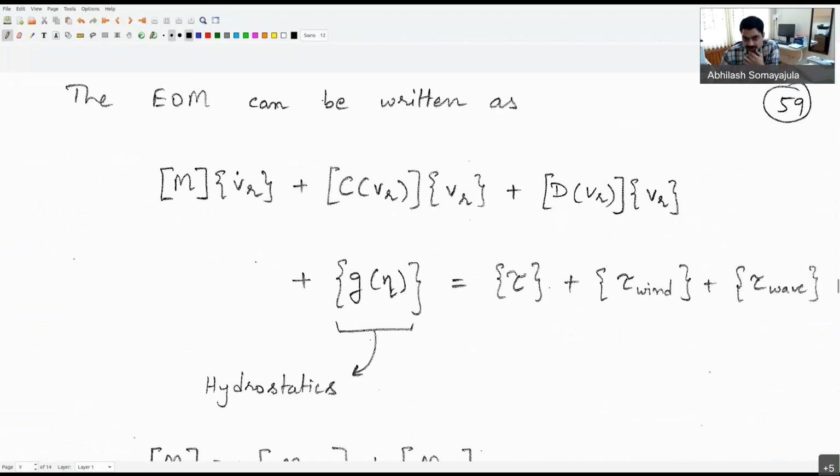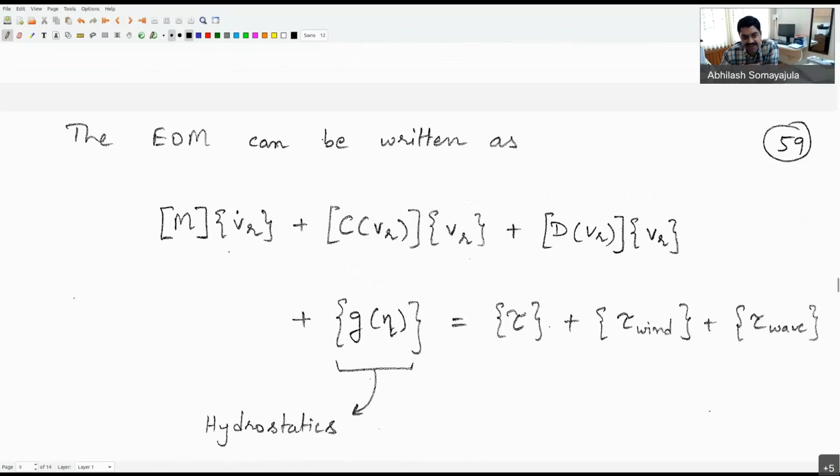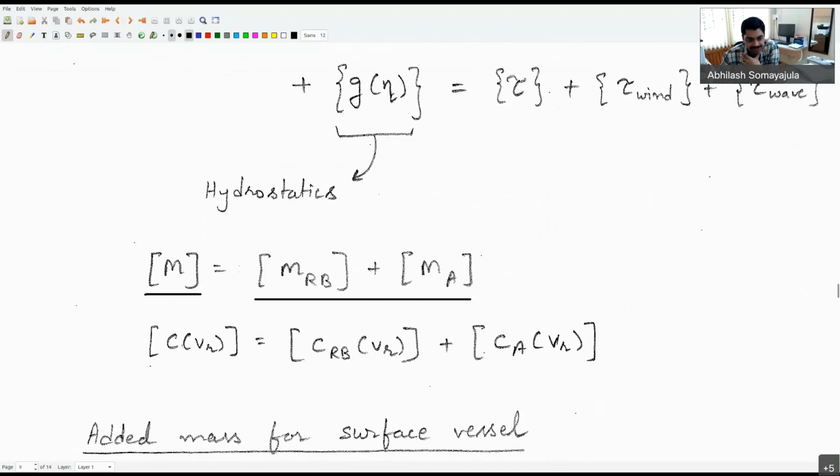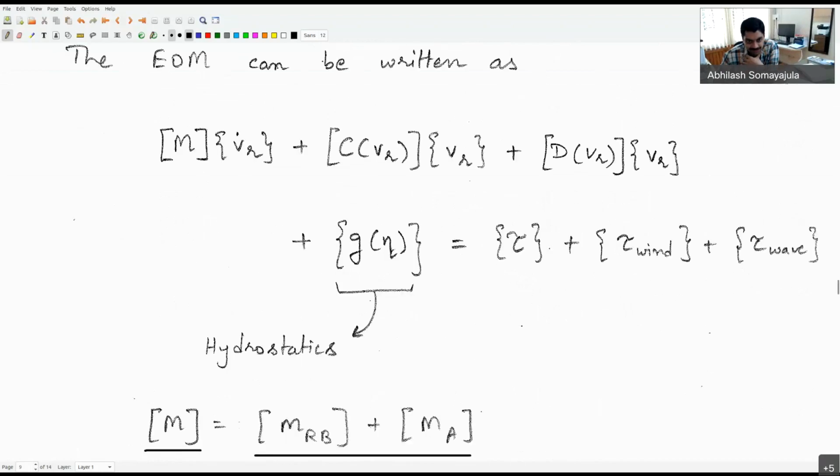So the equation of motion which I had before, I'm going to rewrite in a slightly different form. Instead of having mass plus added mass, I'm going to simply define a mass matrix M, which is the sum of MRB plus MA. Similarly, I'm going to define a Coriolis matrix, which is simply the sum of the Coriolis matrix due to the rigid body plus the Coriolis matrix due to the added mass. So my equation of motion simplifies a little bit in terms of notation.